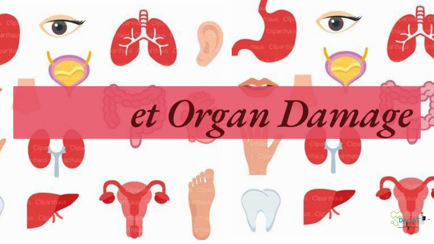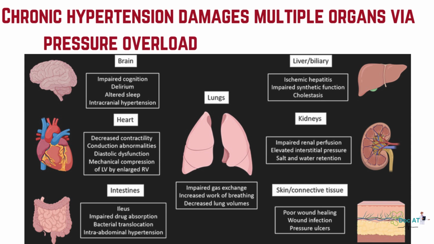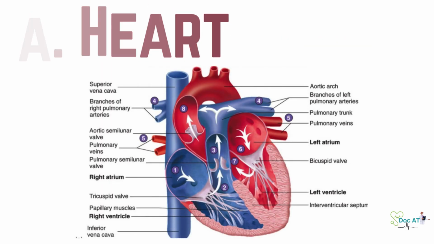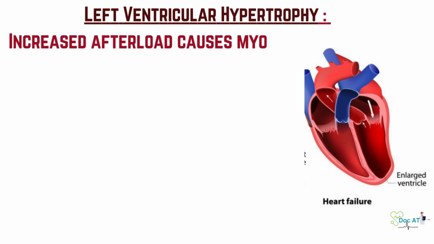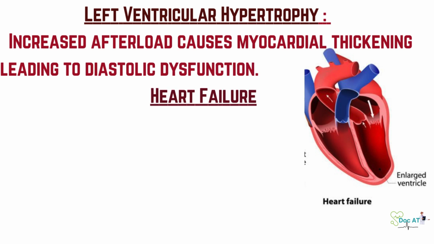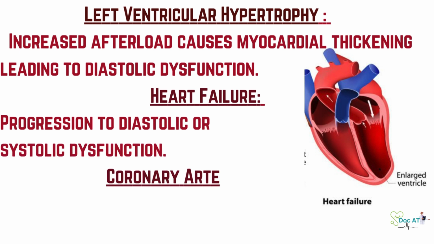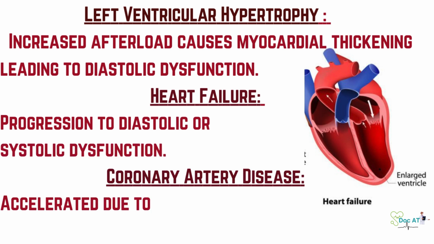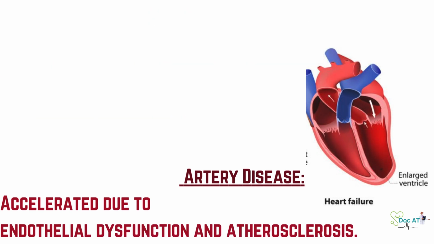9. Target organ damage, TOD. Chronic hypertension damages multiple organs via pressure overload and vascular injury. A. Heart. Left ventricular hypertrophy, LVH, increased afterload causes myocardial thickening, leading to diastolic dysfunction. Heart failure. Progression to diastolic or systolic dysfunction. Coronary artery disease. Accelerated due to endothelial dysfunction and atherosclerosis.